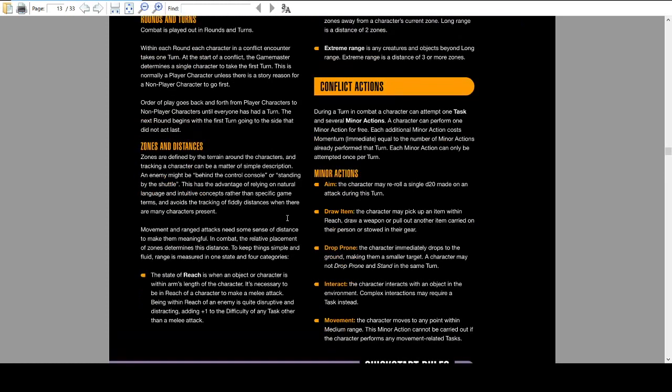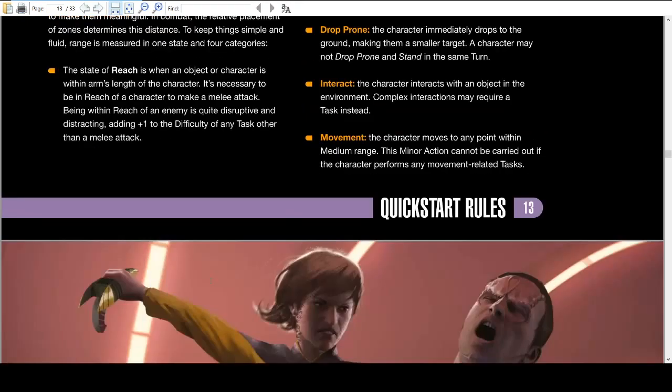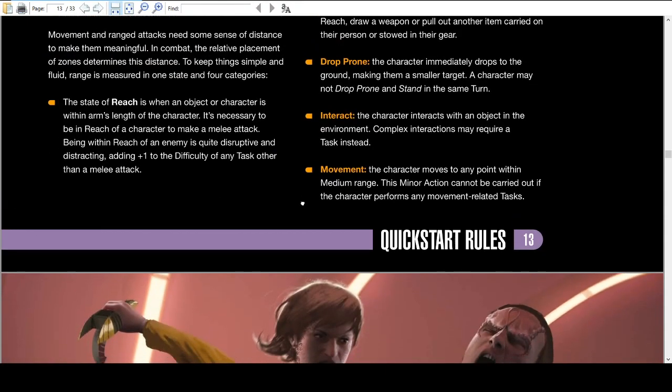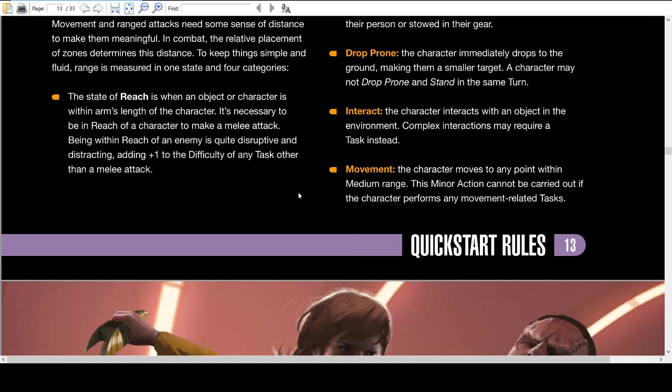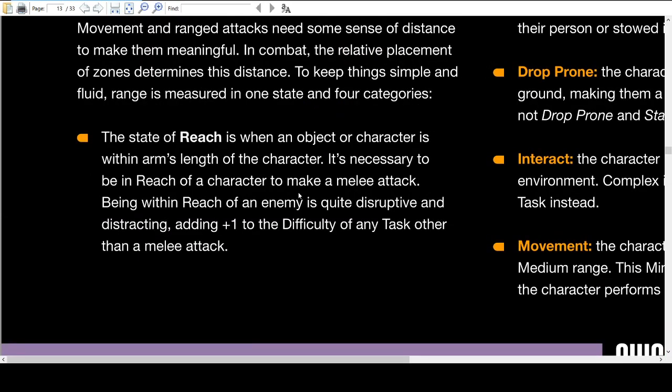The only interesting thing that I'm a bit curious and a bit unclear about is this idea of reach. Let's see if we can just get that. Yeah, reach. The state of reach is when an object or character is within an arm's length of the character. It's necessary to be in reach of a character to make a melee attack. Being within reach of an enemy is quite disruptive and distracting, adding +1 to any difficulty other than a melee attack.